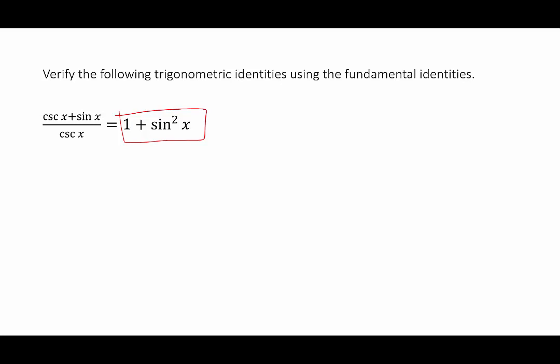I think the first thing I'm going to do is the distributive property of division. So I'm going to take this denominator and I'm going to divide it into each of the two terms in the numerator. So that's going to give me cosecant of x over cosecant of x plus sine of x over cosecant of x. All right, cleaning this up, well, this is something divided by itself, so that's equal to 1, so that's great.